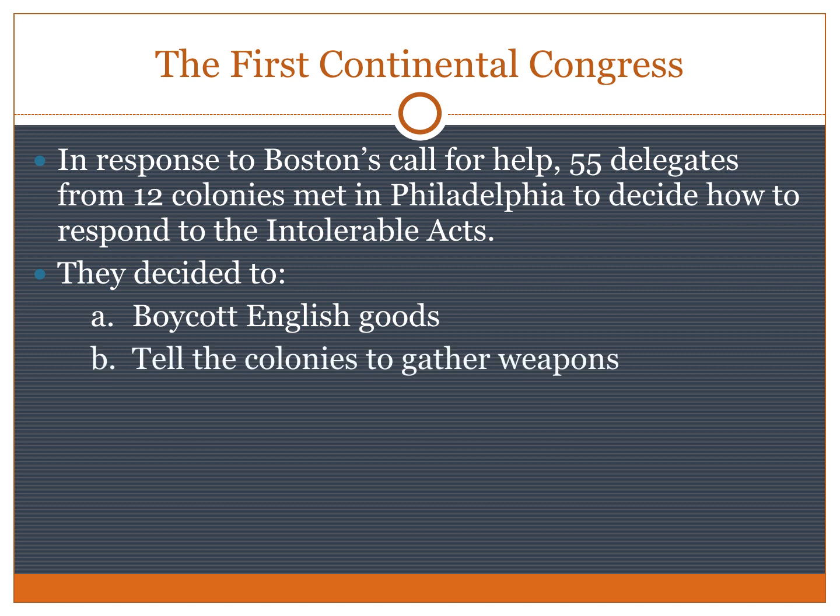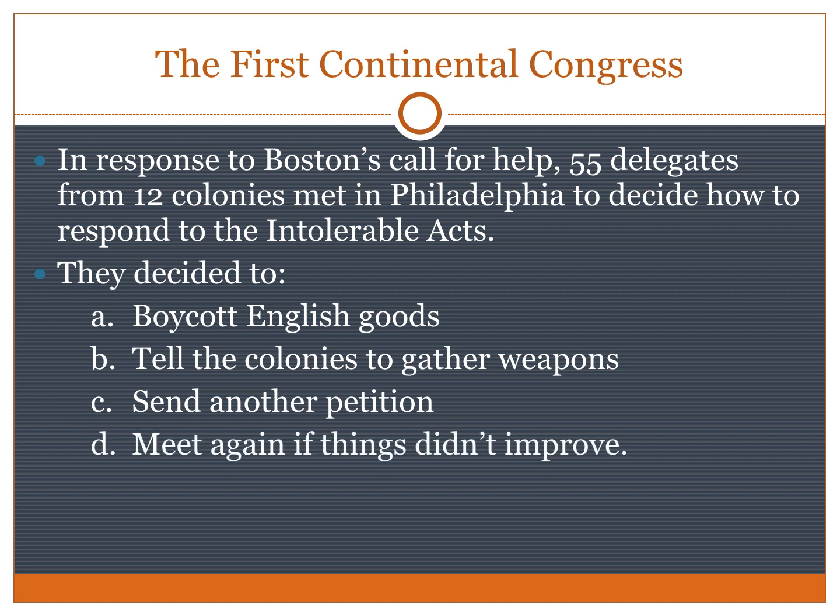Second thing they're going to do is they tell the colonies that it's time to start gathering your weapons. It's time to start getting prepared in case violence breaks out. They also send another petition to the king with their grievances, specifically no more taxes unless we are represented in government. And this is this no taxation without representation that we're going to get to a little bit next week. And they also promised to meet again if things did not improve.